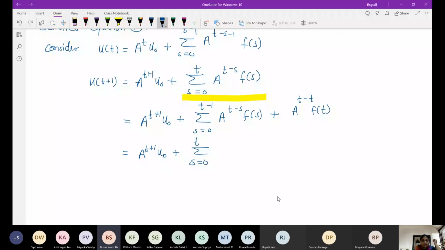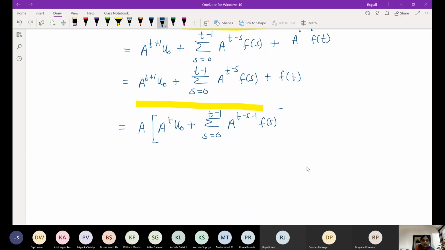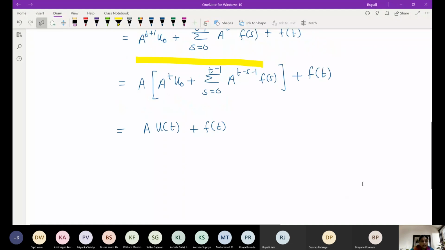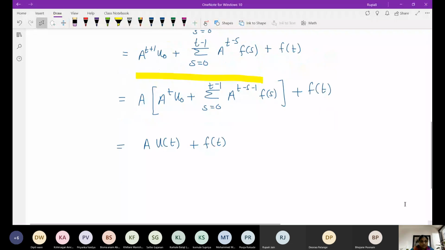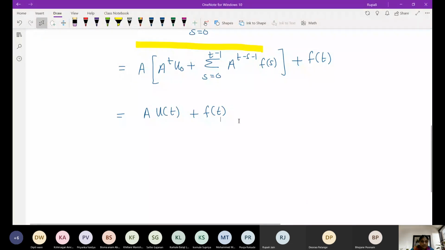Summation s is equal to 0 to t minus 1 a raised to t minus s f of s plus f of t I can write, since a raised to 0 is 1, so it is just f of t. Now from these two terms, I will take a common so that I can write this as a raised to t u0 plus summation s is equal to 0 to t minus 1 a raised to t minus s minus 1 f of s, plus f of t. Now what is this? This is nothing but my u of t plus f of t. So we have started with u at t plus 1 and we have shown that the RHS is a times u of t plus f of t. Is that right?